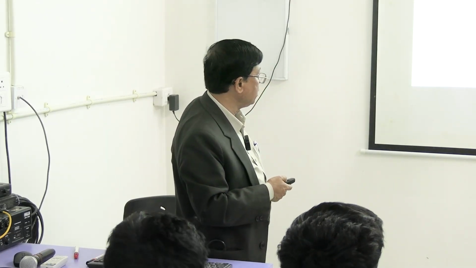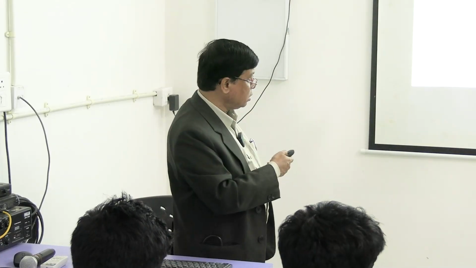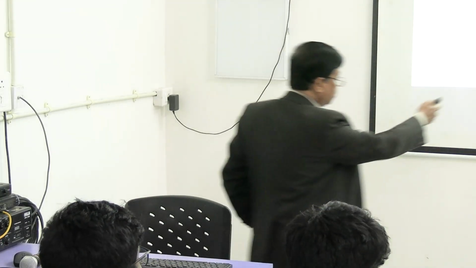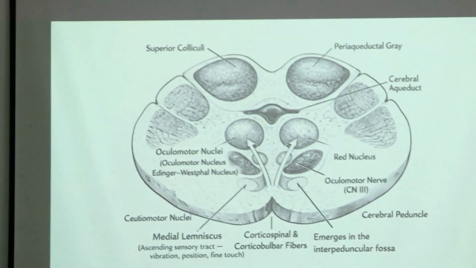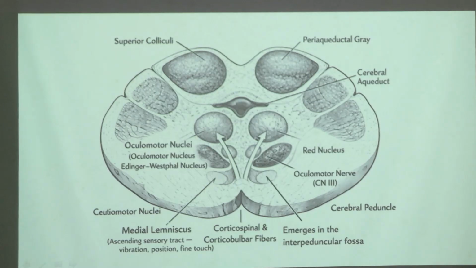I have brought a picture to show you so that you can understand. We discussed this the previous day, with the distribution of the third nerve going through the red nucleus and oculomotor nuclei. It is important because midbrain lesions are a very favorite question of examiners. I told you that medial lemniscus affection is called Benedikt syndrome, red nucleus affection is called Claude syndrome, and corticospinal affection is called Weber syndrome.